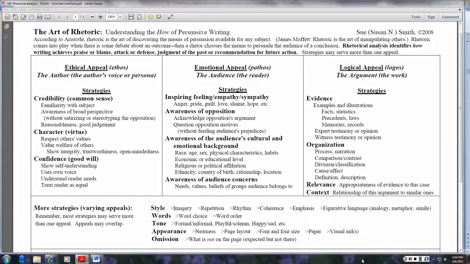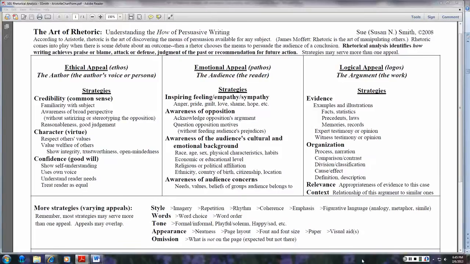Notice at the top, Susan Smith tells us that according to Aristotle, rhetoric is the art of discovering the means of persuasion. Rhetoric comes into play when there is some debate about an outcome. The person who is seeking to convince, the rhetor, chooses the means to persuade the audience that the conclusion is a valid one. Rhetorical analysis identifies how writing achieves praise or blame, attack or defense, judgment of the past, or recommendation for future action.